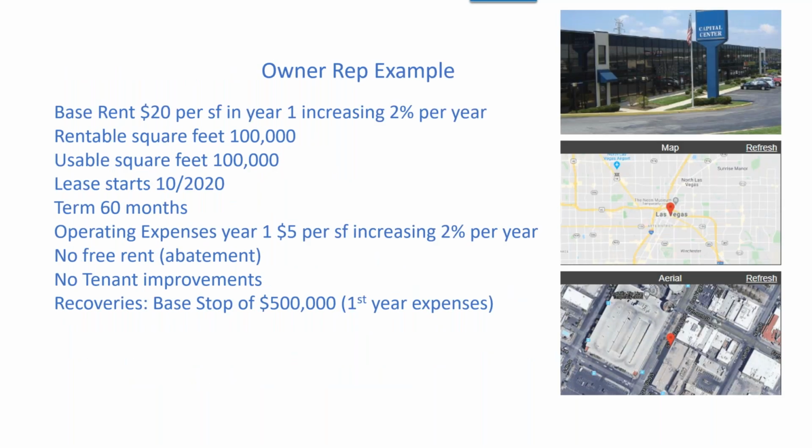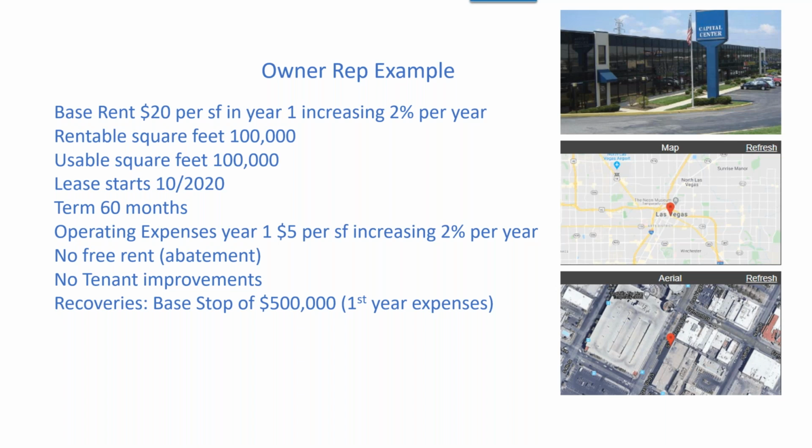So a simplified owner rep example: base rent is $20 per square foot per year in year one. It's going to increase 2% per year. 100,000 square feet of rentable area, same amount of usable area to keep it simple here. Lease starts in October of 2020. It's going to be a 60-month, 5-year lease. We've got operating expenses starting in year one at $5 per square foot, but they're going to increase 2% per year.